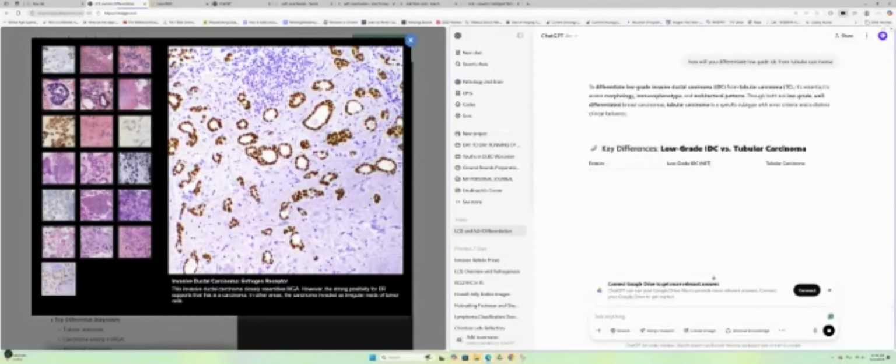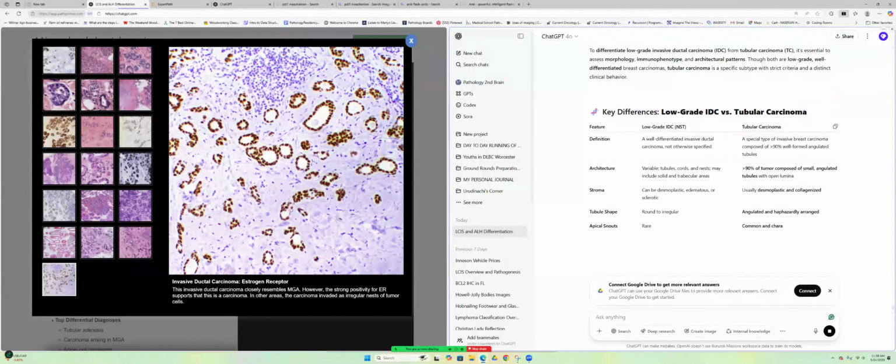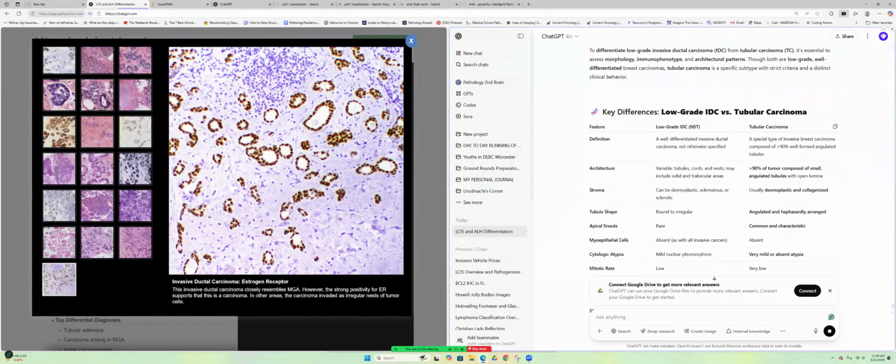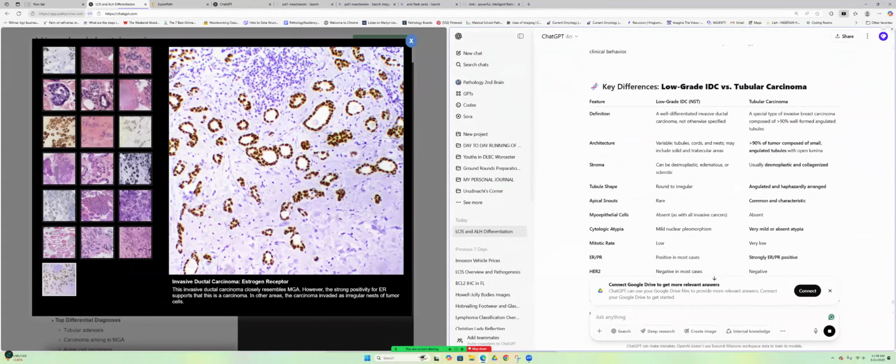Oh, that morphology can be useful. Yes. In tubular carcinoma, you may sometimes see tubules, and solid and nested patterns. But this one has more than 90%. Tubular carcinoma, by definition, is more than 90% small angulated tubules with open lumina, right?